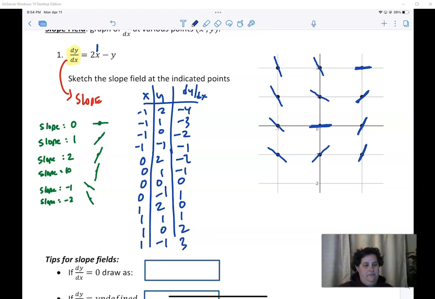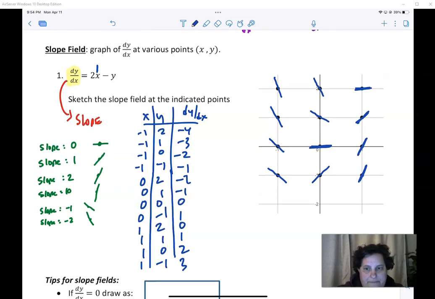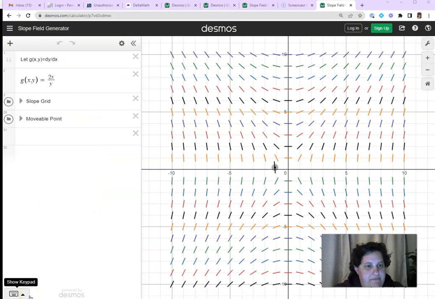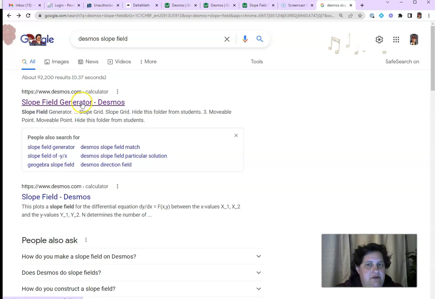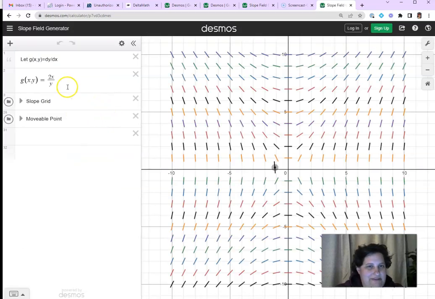Okay? Look at that. That's a slope field, right? And that's literally all I'm doing. I'm just drawing these little things, okay? If you guys Google Desmos slope field, that's basically what I Googled, right? And the first thing that comes up is the slope field generator, okay? It's kind of cool. You can actually see.